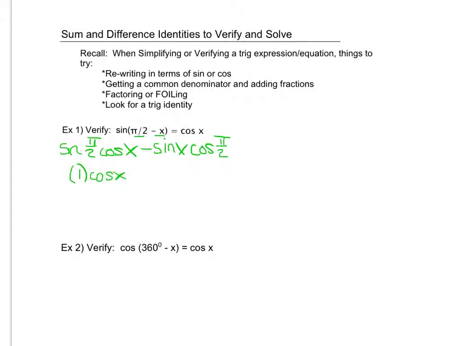I don't know what x is, therefore I can't know what cosine of x is. Same thing with sine of x. On my unit circle, I see that cosine of pi over 2 is 0. Well, 1 times cosine of x is cosine of x. Sine of x times 0 is 0. Leaving me with cosine of x, and my left side and my right side match. I've successfully verified this expression.